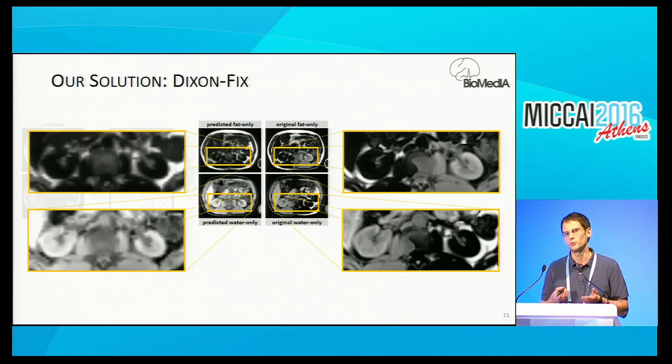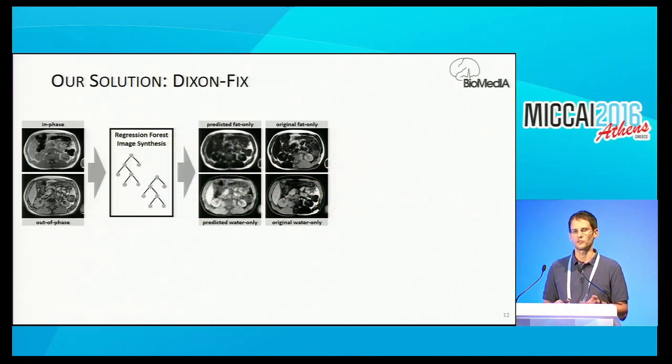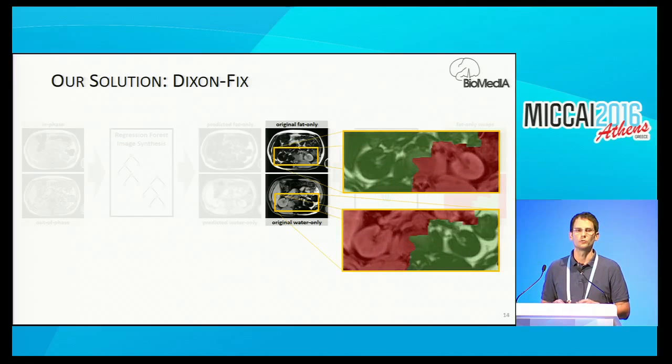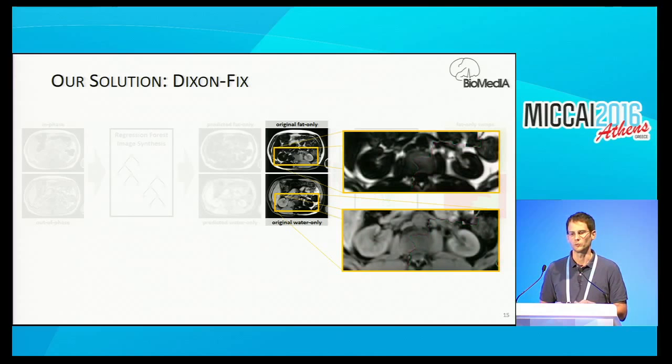However, if we compare them to the original fat and water-only images in a voxel-wise manner, it defines a likelihood for each of the voxels of how likely it is that there is a fat water swap present, just by comparing the intensities. Using such a likelihood term, we can then define a binary labeling problem that we can solve with graph cuts, and that gives us a swap labeling that we can then use to correct the images by simply swapping intensities in the original fat and water-only images.